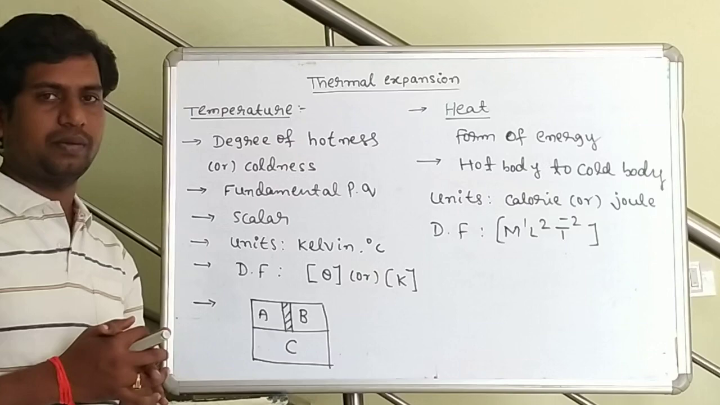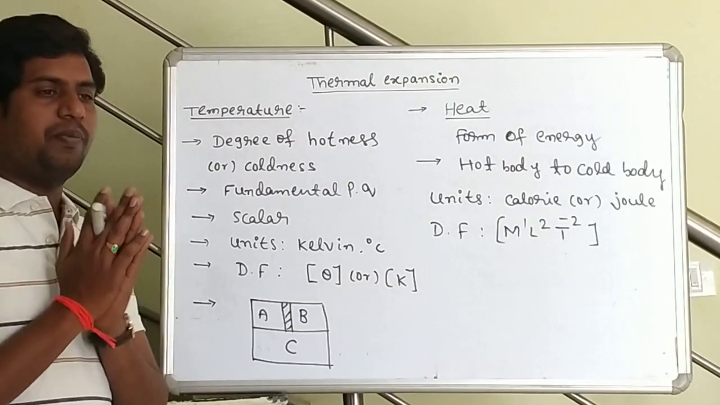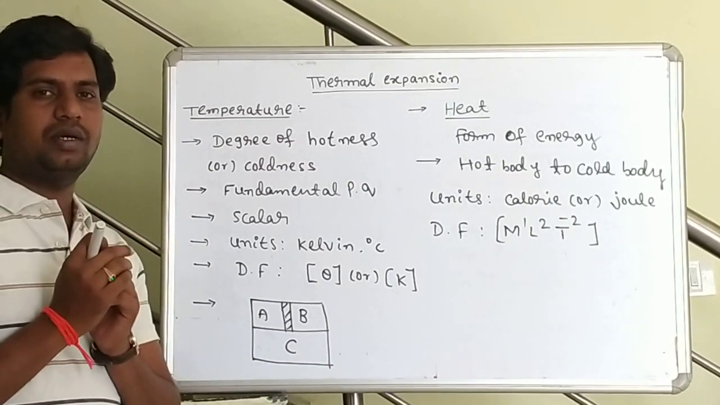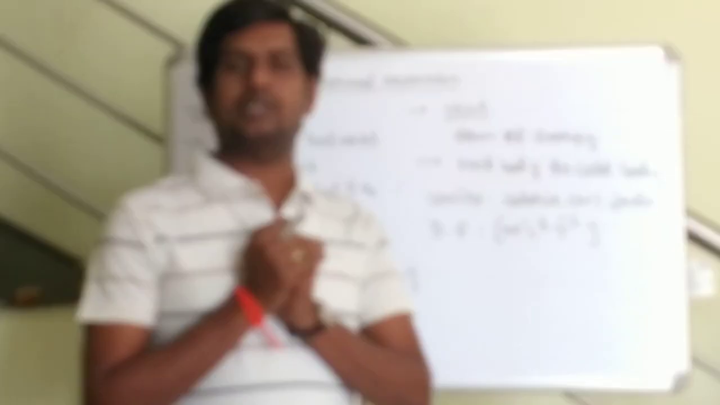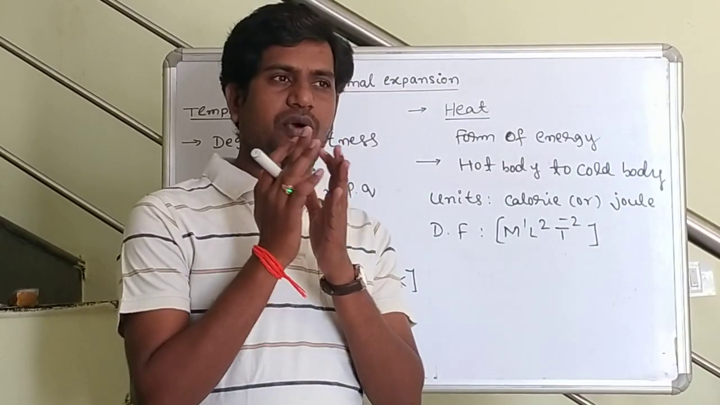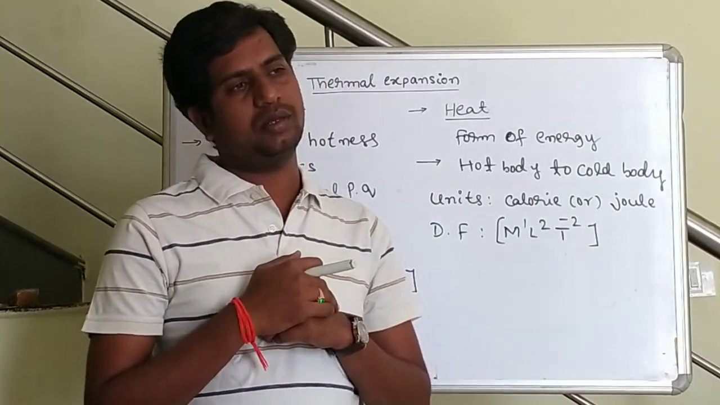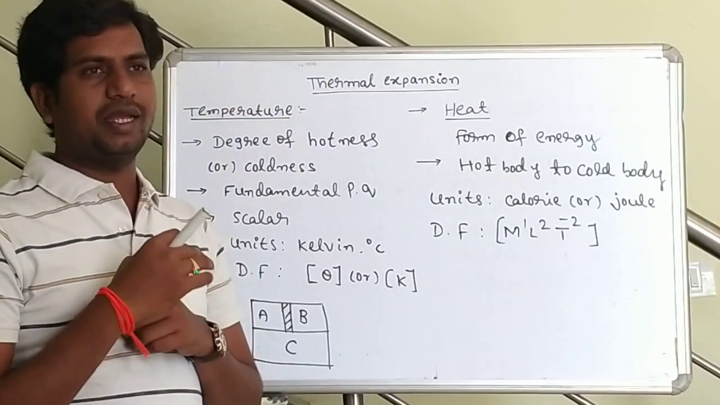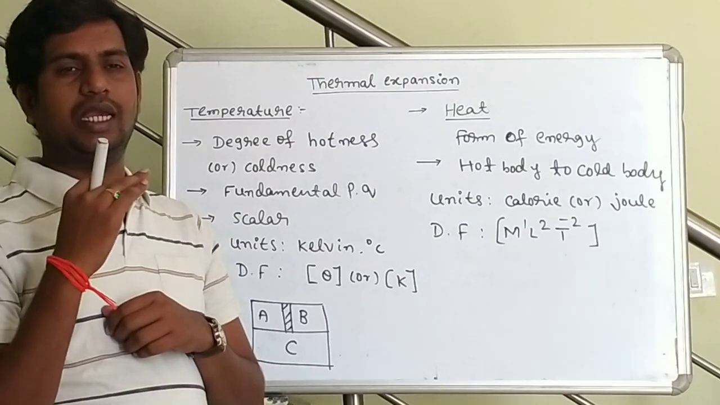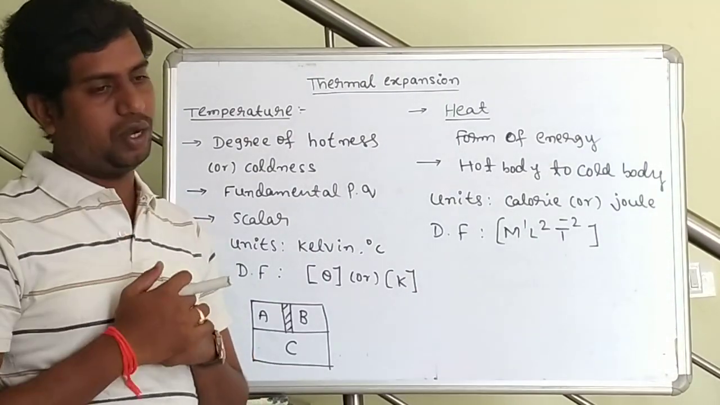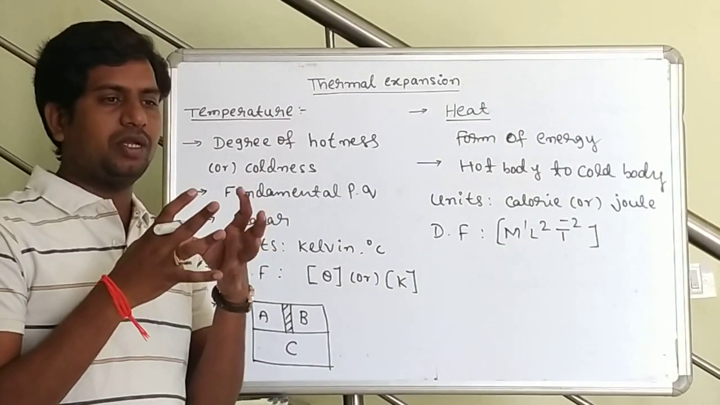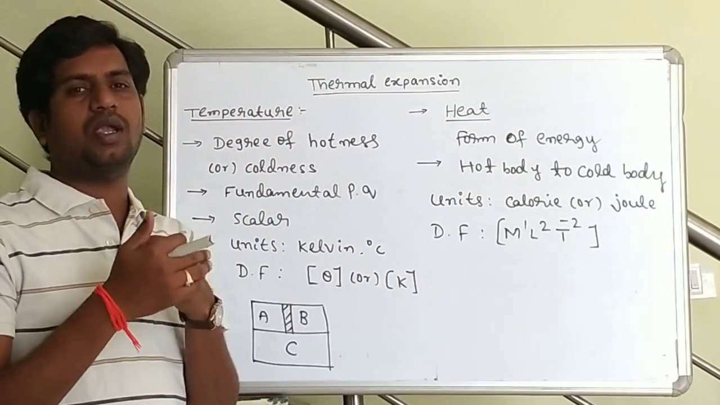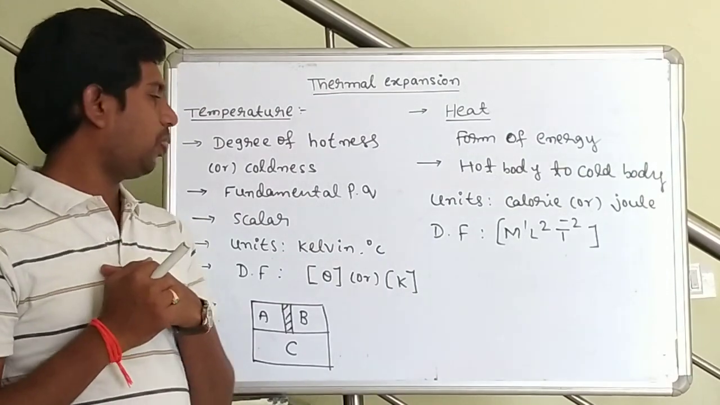What is temperature? Temperature is the physical quantity which gives us the degree of hotness or coldness. Temperature gives us the degree of hotness or coldness, meaning we can compare two bodies and say which is hot and which is cold.